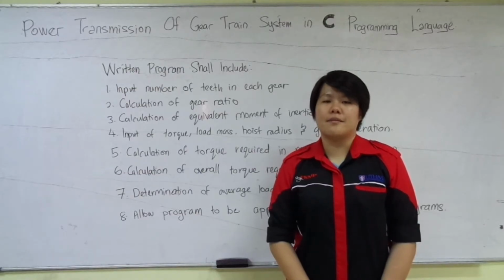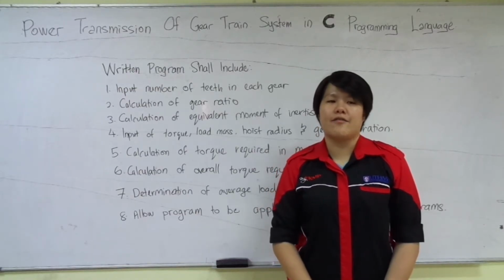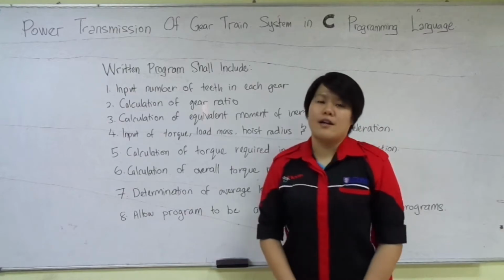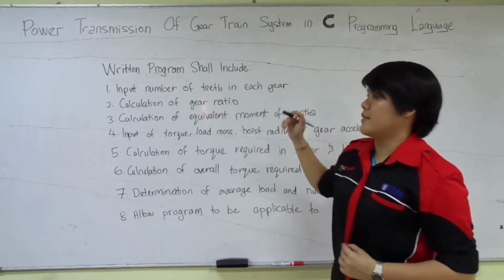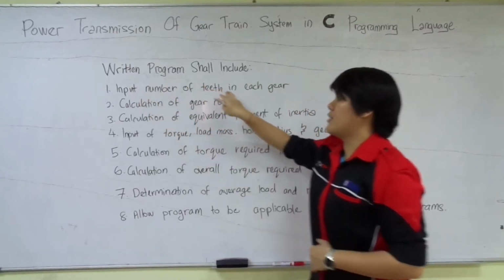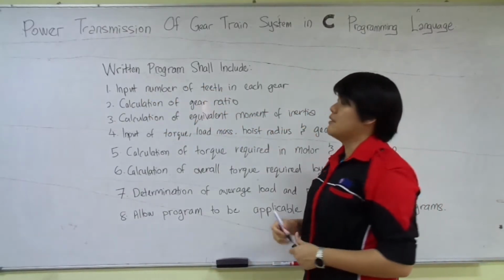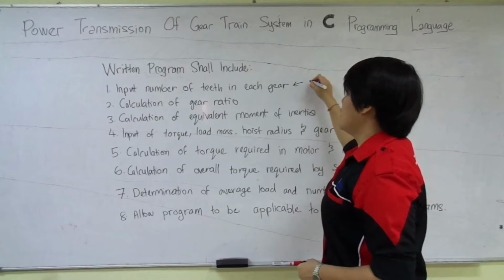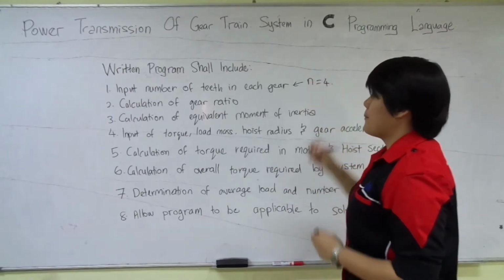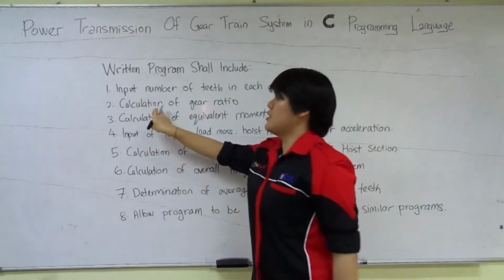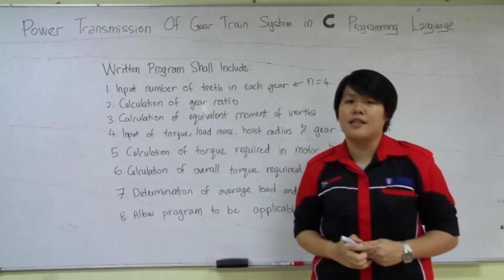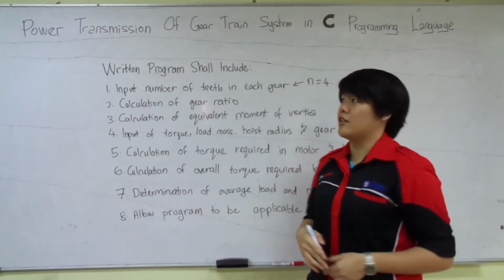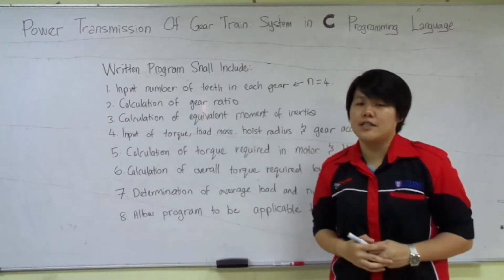So here are some set parameters that I have decided where the program written should follow. First of all, the program shall include the input number of teeth in each gear. In the example, there was the use of 4 gears, thus n will be equals to 4. Next, there will be the calculation of gear ratio, as gear ratio calculation is one of the important aspects in calculation of total torque required by a gear train system.